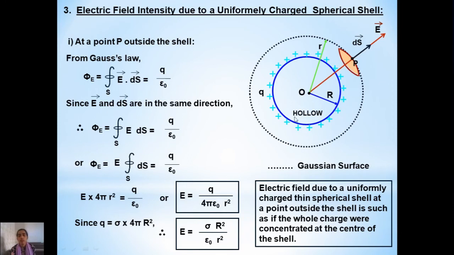So what we are supposed to do, we have to calculate the electric field intensity due to a uniformly charged spherical shell. To calculate it, we are using Gauss law. Okay. For our simplification, what we are doing, we are calculating the electric field intensity in 3 different cases. Which are those 3 different cases? One is outside the shell, second is on the surface of the shell, and the third is inside the shell.